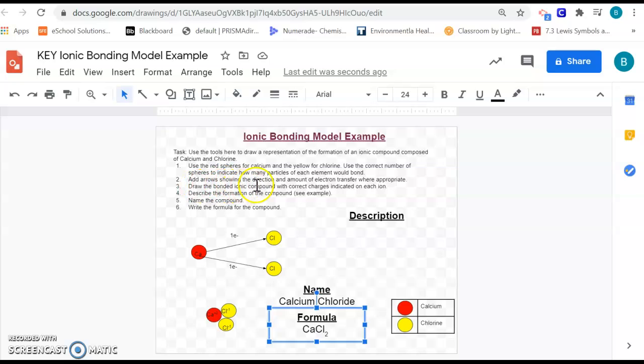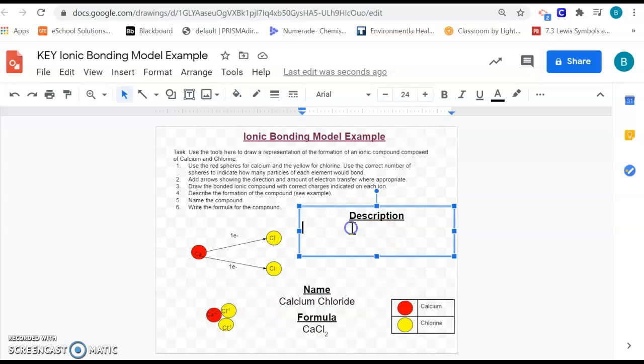So draw the bonded ionic compound with correct charges to indicate each ion. So here's us showing our ions. Cl is a -1 ion, Ca is a +2 ion. Name the compound, we've named it. Write the formula, we've written the formula. And it says describe the formation of the compound. So we're going to write a description about what's happening.